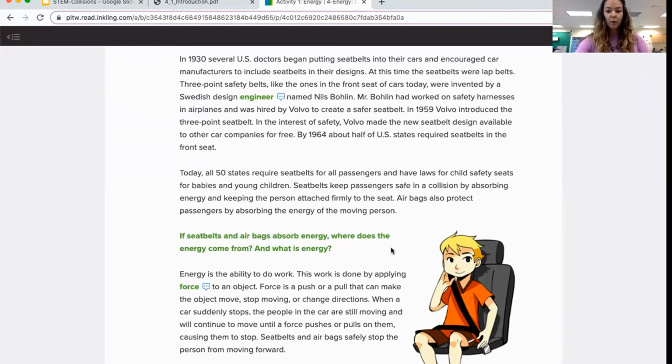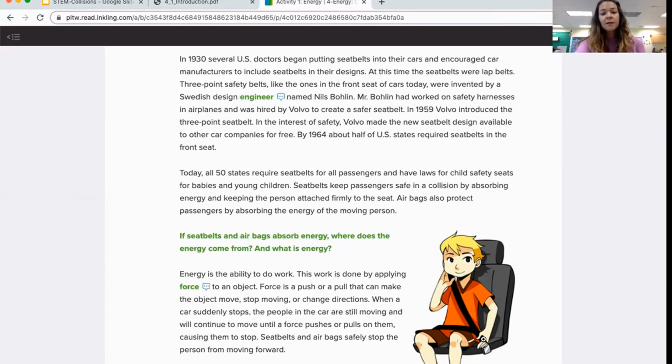3-point safety belts like the one here in this picture and the one you see in vehicles today were invented by a Swedish design engineer named Nils Bohlin. Mr. Bohlin had worked on safety harnesses in airplanes and was hired by Volvo to create a safer seatbelt. Volvo is a car manufacturer. In 1959, Volvo introduced the 3-point seatbelt. And the 3 points is 1, 2, 3. So there's 3 parts to the seatbelts today. And in the interest of safety, Volvo made the new seatbelt design available to other car companies for free.